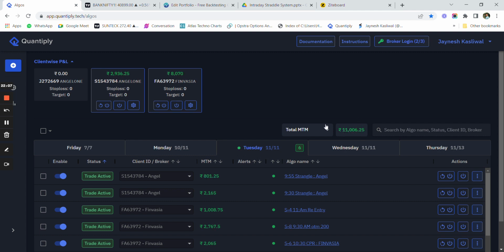You can clearly see that currently my profit is running at around 11,000 rupees. The capital that is deployed in this today is around 28 lakh rupees.